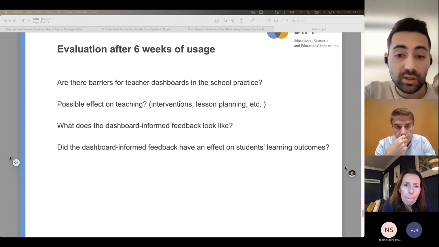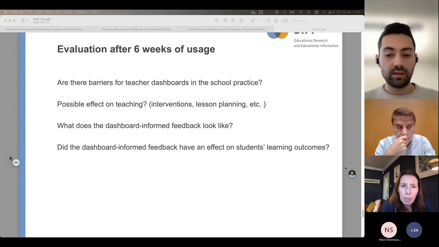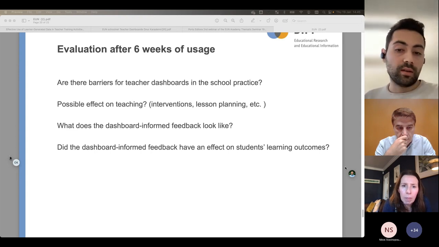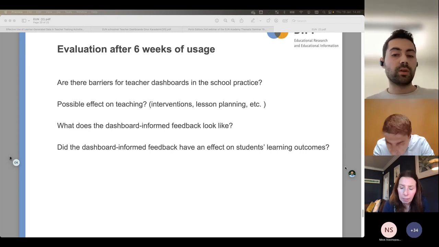What is the possible effect on teaching? Does it improve teachers' interventions? Does it improve the lesson planning of the teachers? And what does the feedback look like, the feedback the teachers send to the students from the dashboard?